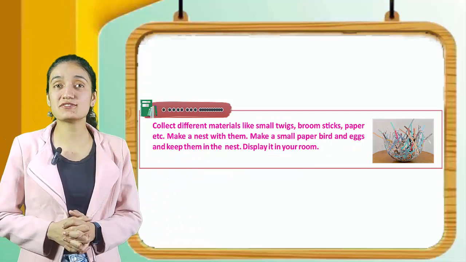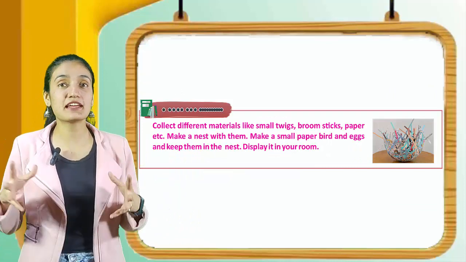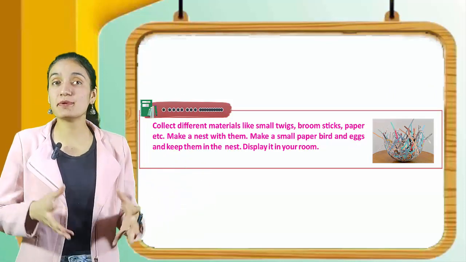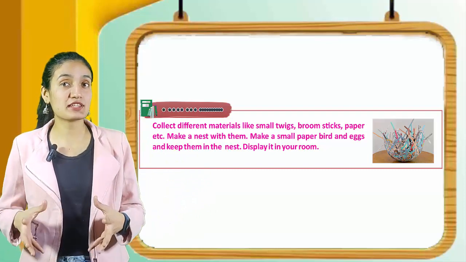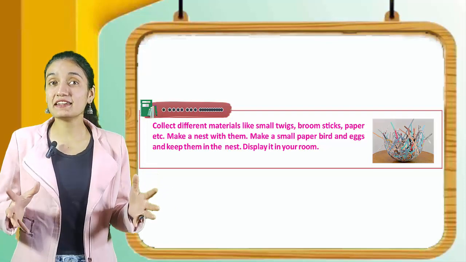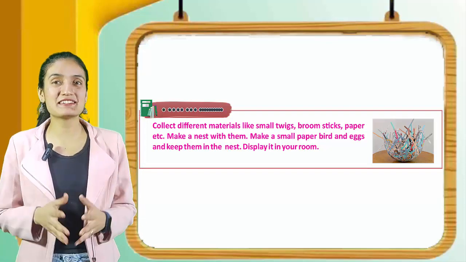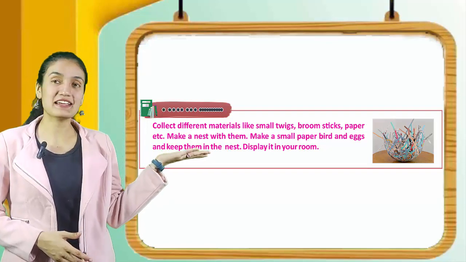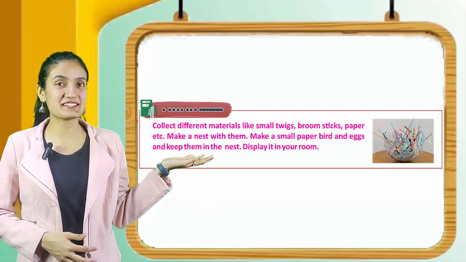Now, let's do the activity. Collect different materials like small twigs, broomsticks, paper, etc. Make a nest with them. Make a small paper bird and eggs and keep them in the nest. Display it in your room. Here you can see a nest made by the students.